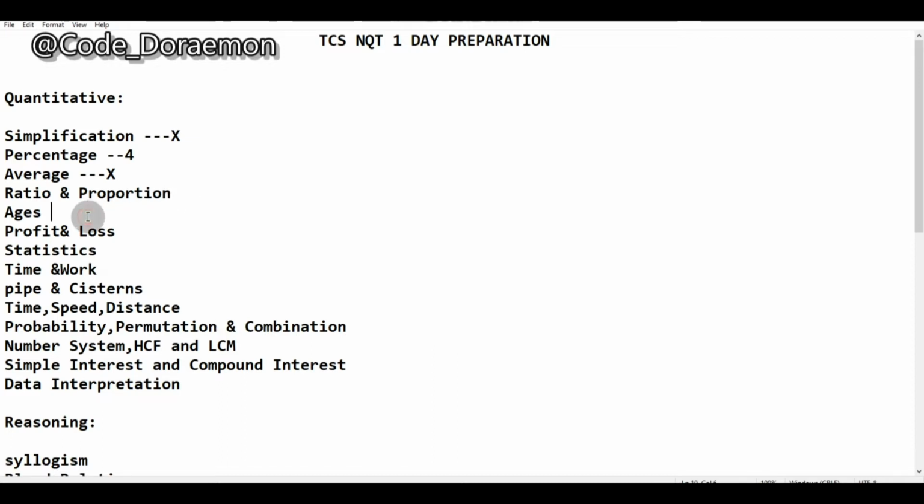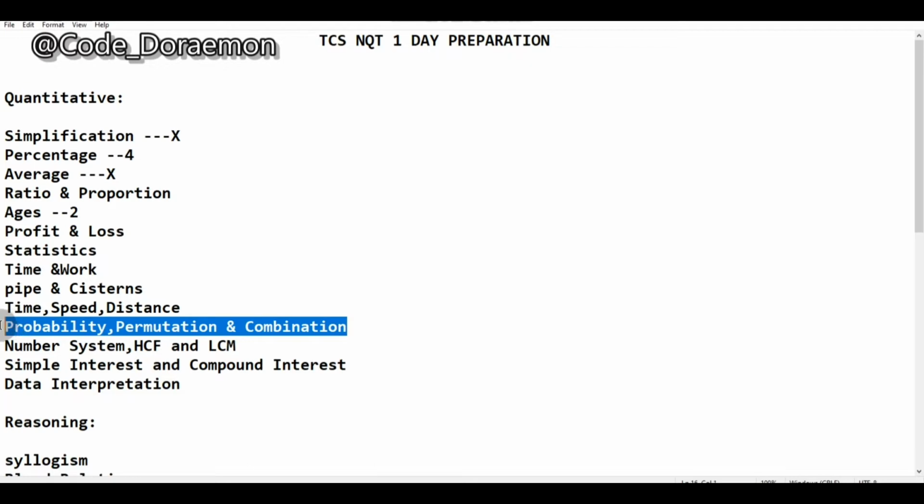Ages, you can go for it because this one has second priority. This ages question gets asked every time, and it will have at least 3 to 4 questions minimum, so you can directly go with the ages problem. And profit and loss is also a simple one. It is usually asked with percentage and also probability and combination. So profit and loss is also to be learned with probability, permutation, and combination problems.